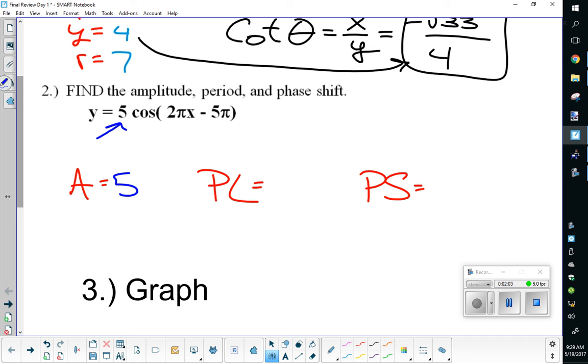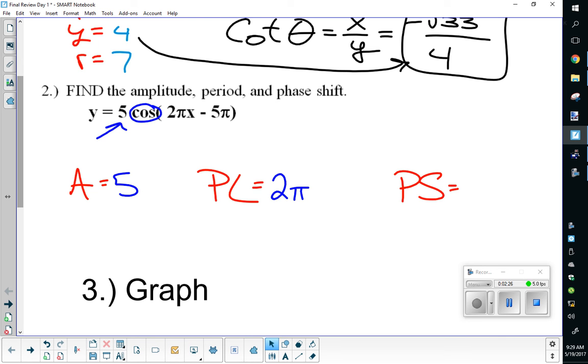Period length. Anytime we talk period length, we always started with the base period length. This is a cosine graph. So when we do cosine, what's our base? That's 2 pi. What's sine? Sine is 2 pi. Which one's 1 pi? Tangent. Tangent is 1 pi. That one's 2 pi though.